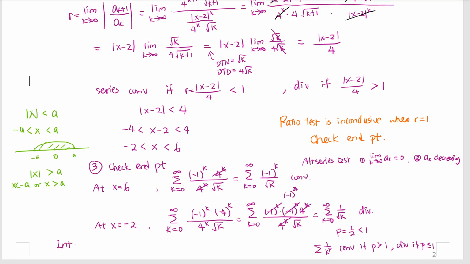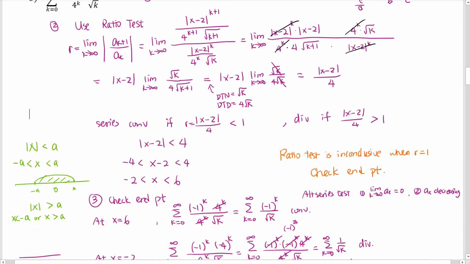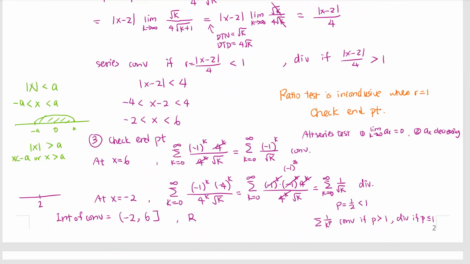So finally, the interval of convergence is, do we include negative 2? No. Do we include 6? Yes. So actually, we have one of the endpoints, but not the other one. And what is R? Let's draw a picture. What's the center? The center is 2, right? Yeah, the center is 2. And then negative 2 is here, 6 is there. What's the difference? That's 4, right? So the radius is 4. Radius of convergence is 4.